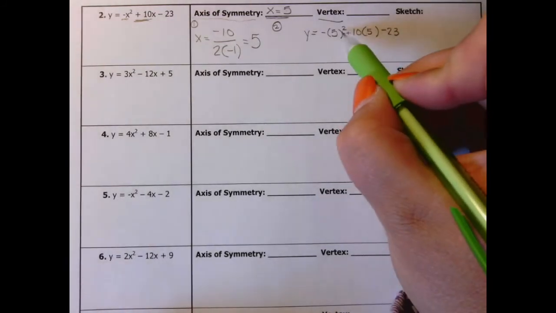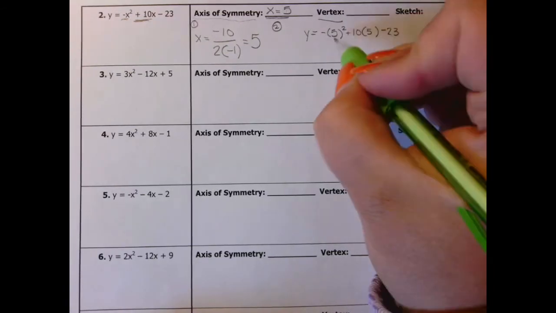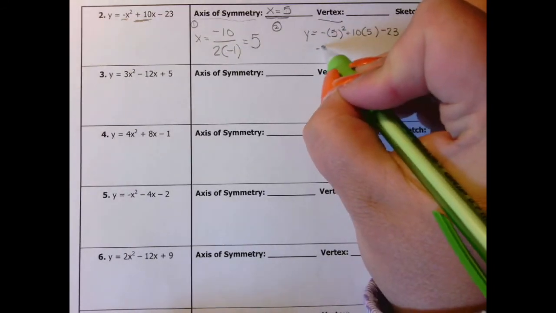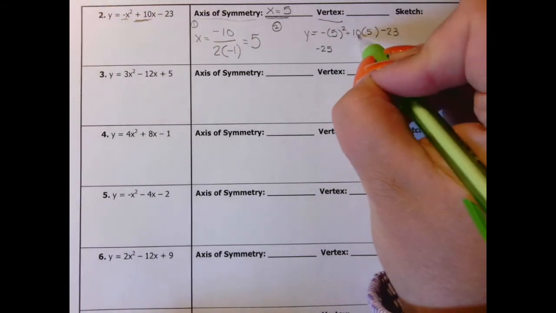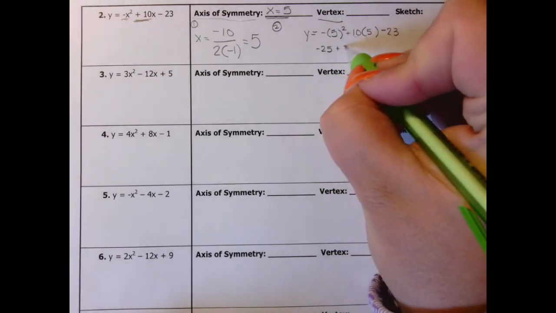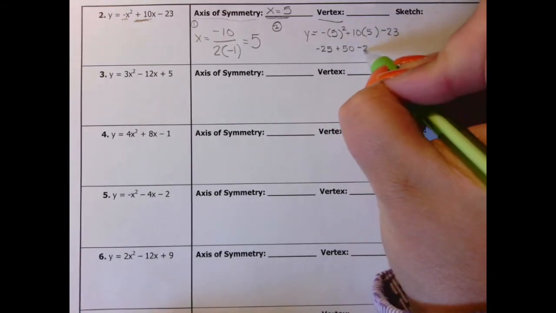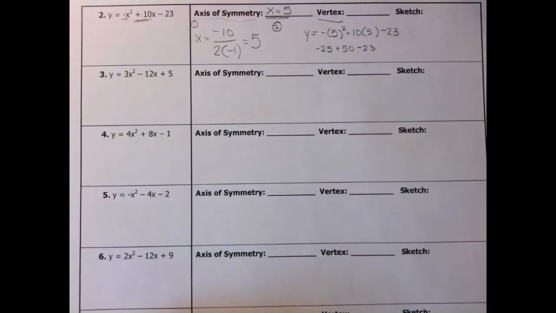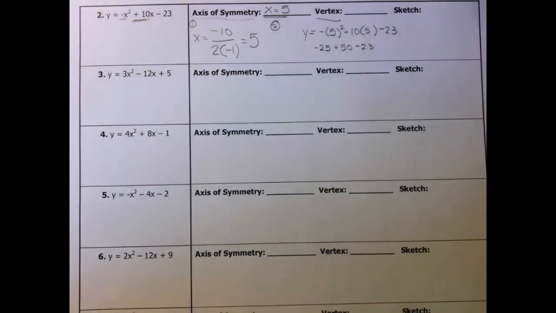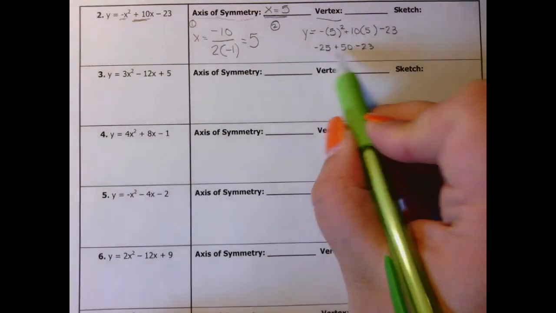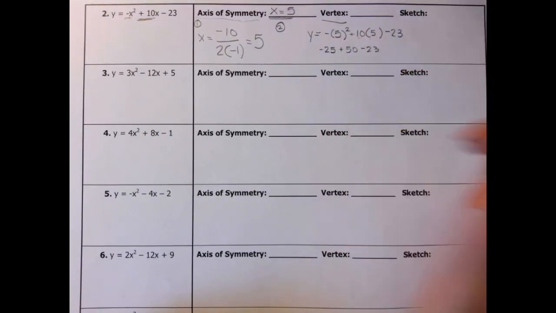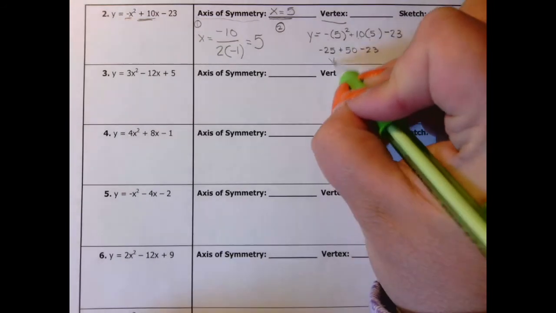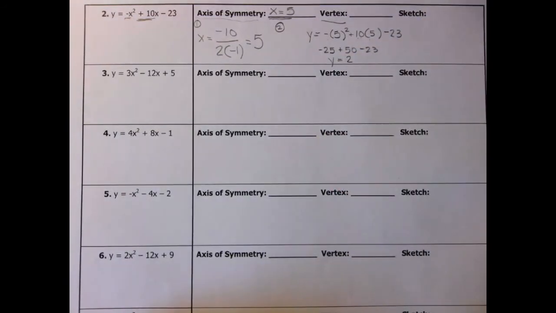So 5 squared is going to be 25, but it's got that negative outside of it, so it's going to be -25 plus 10 times 5, which gives me 50, minus 23. So I'm going to take -25 plus 50, which is going to give me positive 25, and then minus 23 is going to give me y equals positive 2.